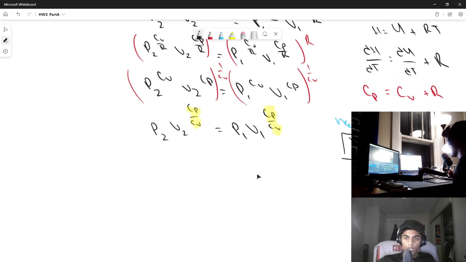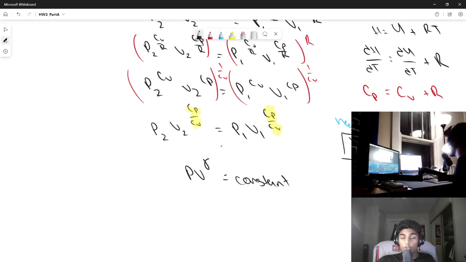But essentially, what we have found out here is that we don't really even need to look at 2 states. We could look at a 3rd state, 4th state, 5th state. We could look at as many states as we want. And so what we find out here is that PV to the heat capacity ratio is just some constant. So we can look at as many states as we want, and that pressure volume relationship is just going to be held constant.